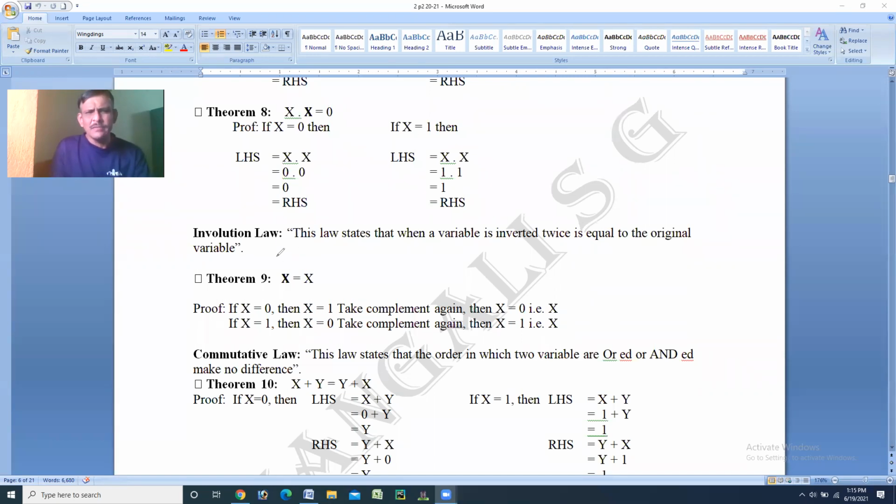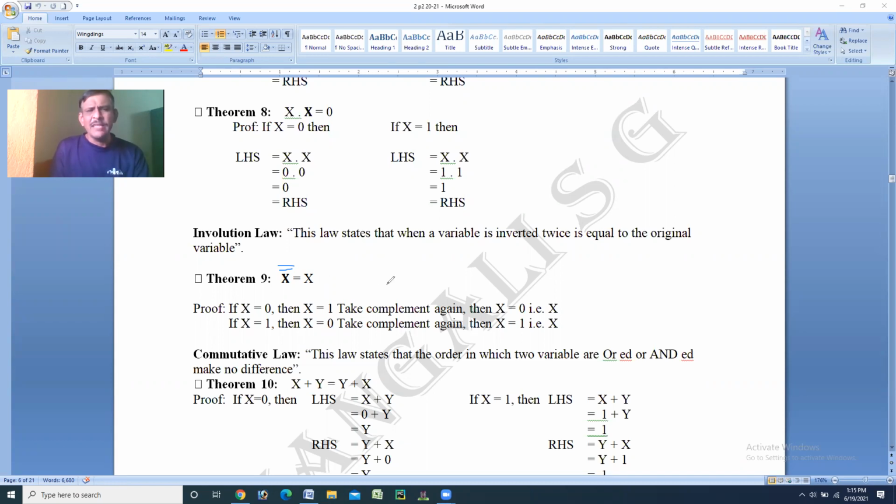x double complement equal to x. What is this? This is according to involution law. This law states that the variable is inverted twice. I have complemented this variable twice. Then the result is again the same variable. X double complement equal to x you will get.